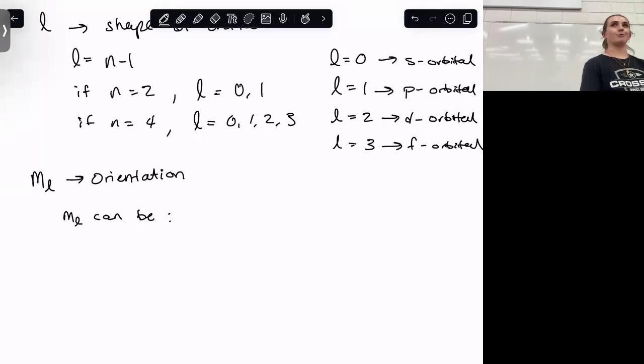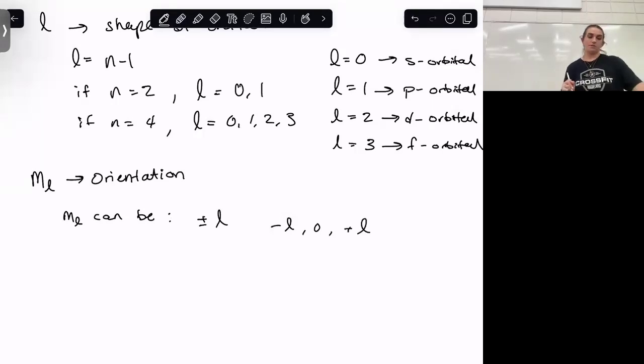Yes, but where does that rule come from? Yep, so it can be plus or minus L. I always think of this as minus L, 0, plus L. If you think of a number line, it can go between the negative and positive. You have to go through 0 for L.